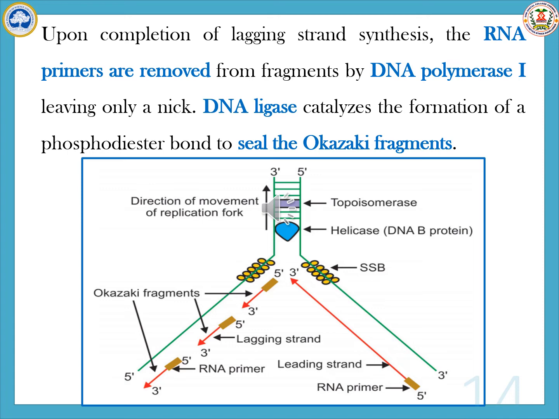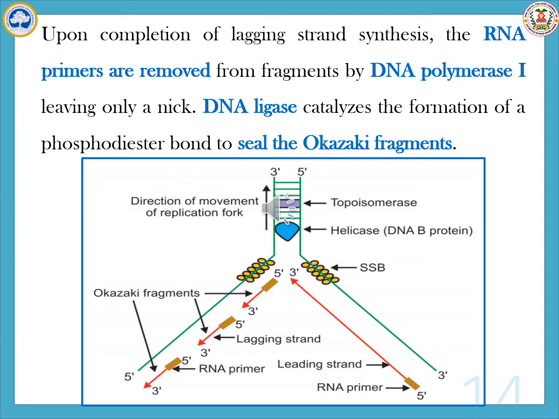This is reduced by topoisomerase. The parent DNA strands are stabilized by the protein called SSB. Here they have also mentioned the direction of movement of the replication fork. The parent DNA strands are represented in green color. One is from 3' to 5' and the other is from 5' to 3' end. The 3' to 5' parent strand acts as a template for synthesizing the lagging strand, whereas the 5' to 3' strand acts as a template for synthesizing the leading strand.